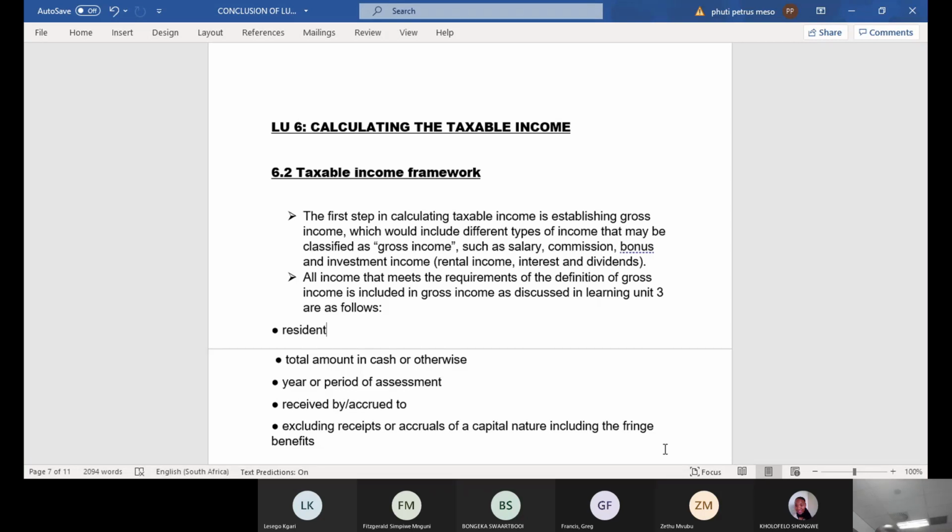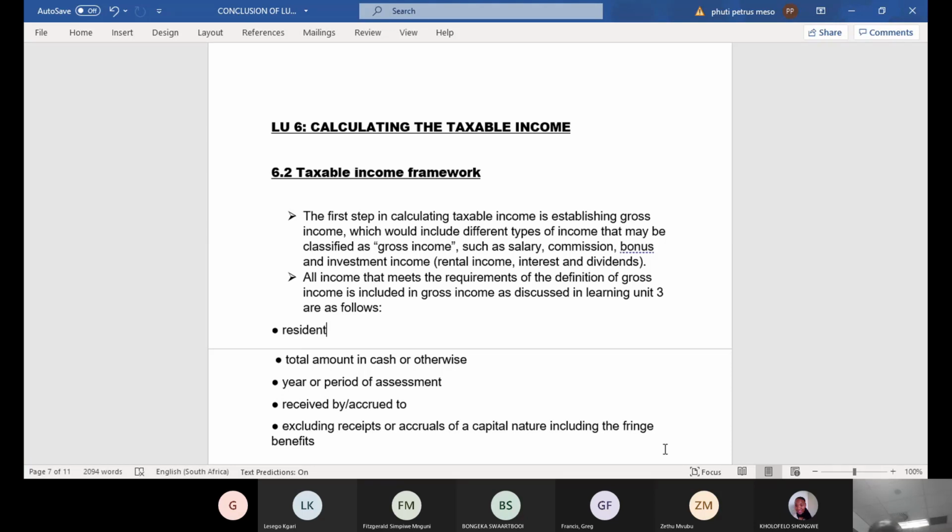So the first part will be your gross income, which would include the different types of income that may be classified as gross income, such as your salaries, your commission, your bonus, and investment income, including your rentals, interest, and dividends, including your fringe benefit as well. All income that meets the requirements in terms of the definition of gross income is included, as discussed in Learning Unit 3.